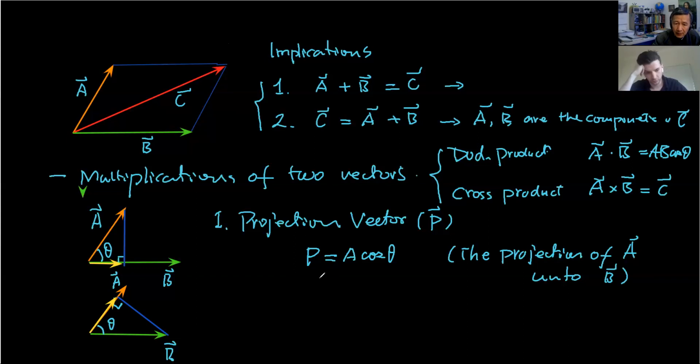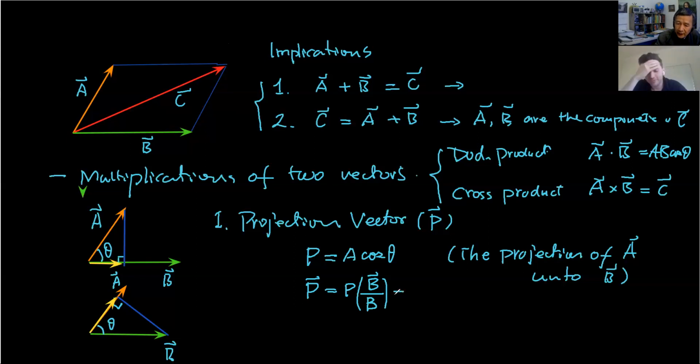But how about their direction? As vectors, we have this magnitude, and we also have a defined direction. So what we can do is take this direction of B, and multiply it, divided by its magnitude. That gives you the definition of this projection vector.